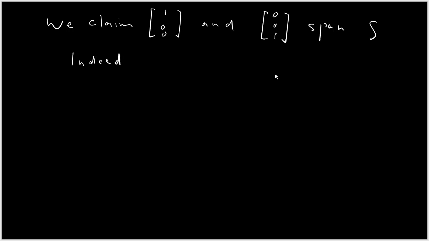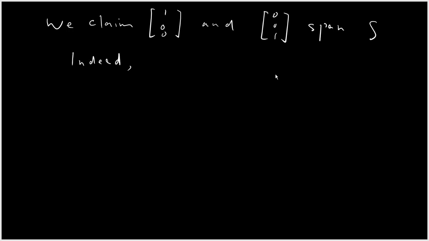I think 1, 0, 0, that's actually I, right? And now let's say 0, 0, 1, that's actually K. We claim these two vectors span S. By that we mean every vector in S is a linear combination of these two vectors.